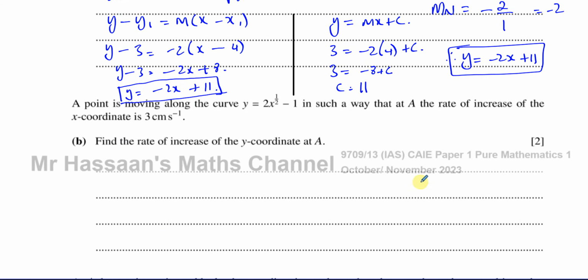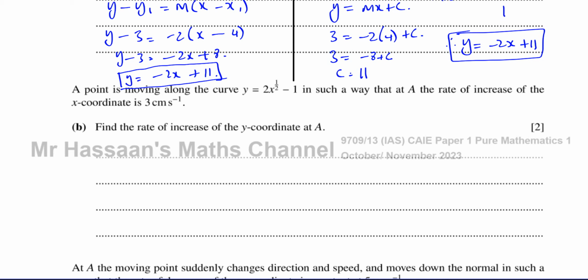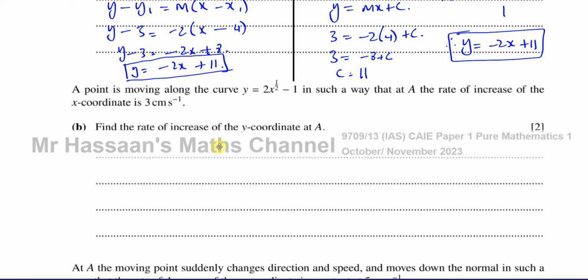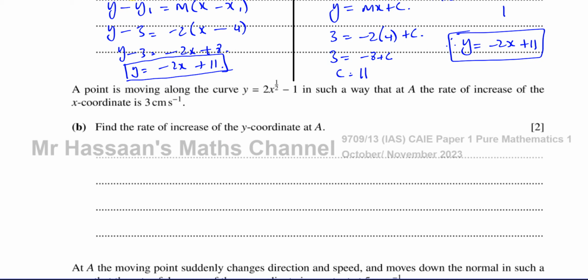Then it says a point is moving along the curve in such a way that at A, the rate of increase of the x-coordinate is 3 centimeters per second. Find the rate of increase of the y-coordinate at A. So what I like to do here is write down what we have to find, which is the rate of increase of the y-coordinate. That's dy/dt. When it says rate of increase, it means with respect to time. So we want to find dy/dt.